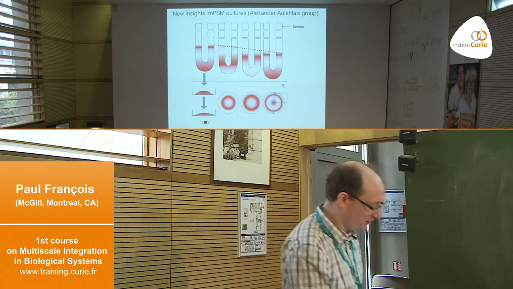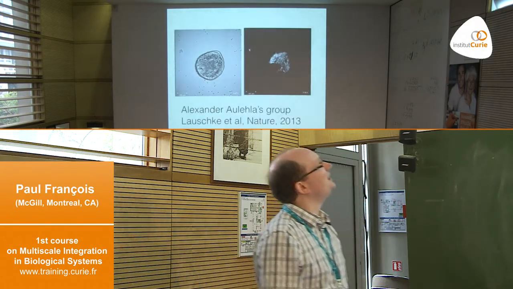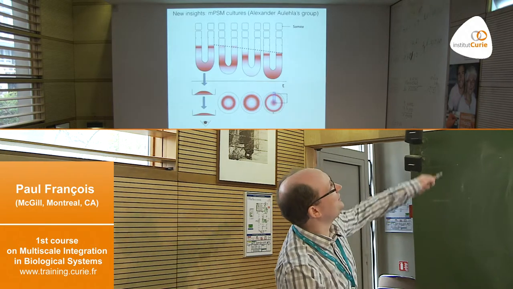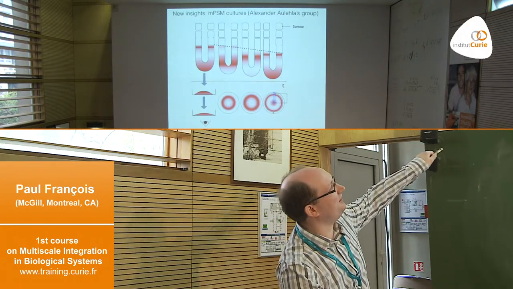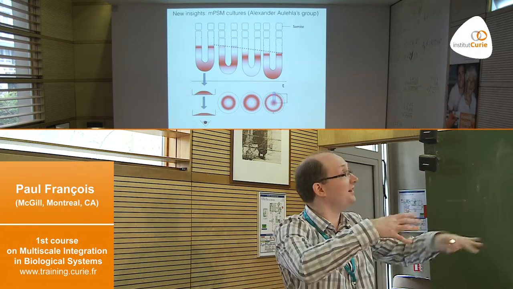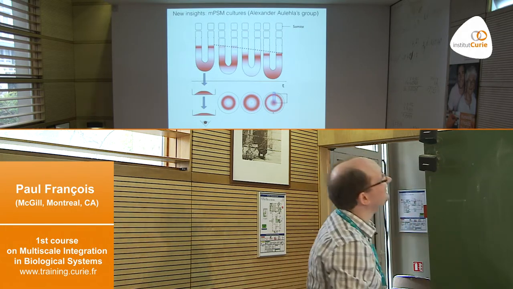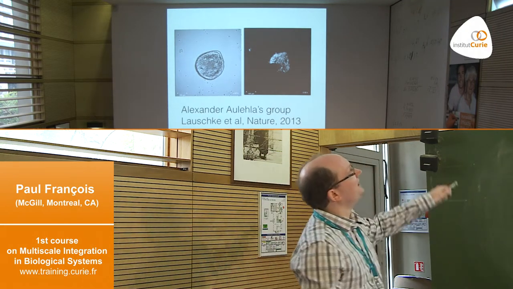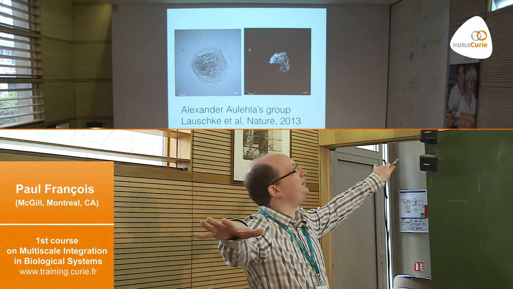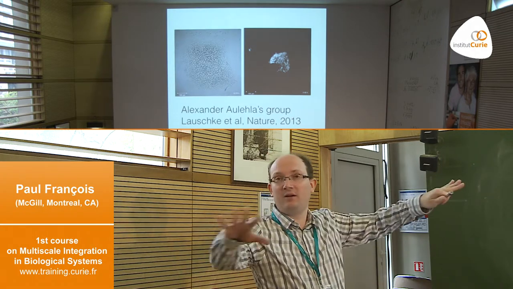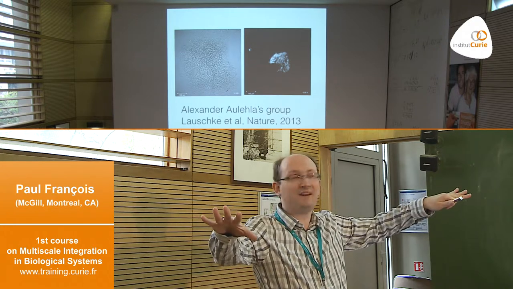So I'll show you exactly how you do that. This is a tail bud. Again, you take the tail of the embryo and then you flatten it like that, and now you're looking at it from the top. That's what you do. And then you see what happens. These cells spread a bit, and that gives you almost a monolayer of cells here.